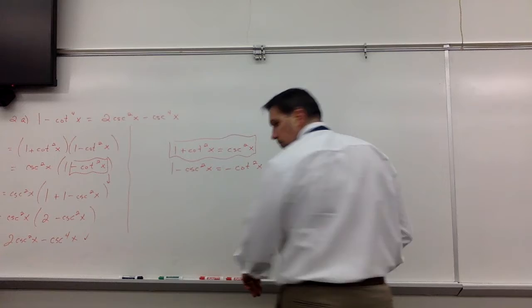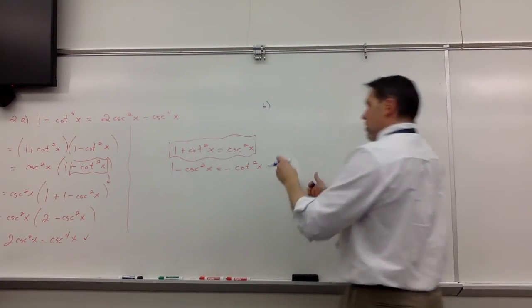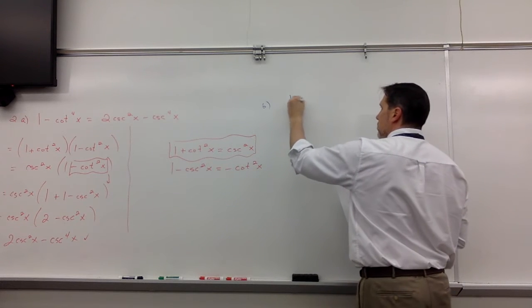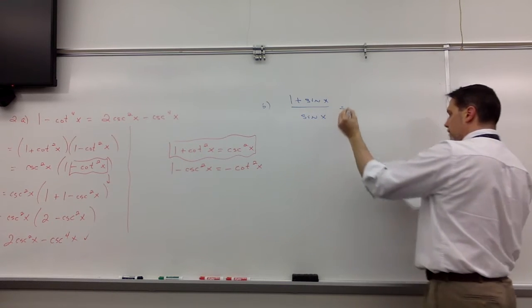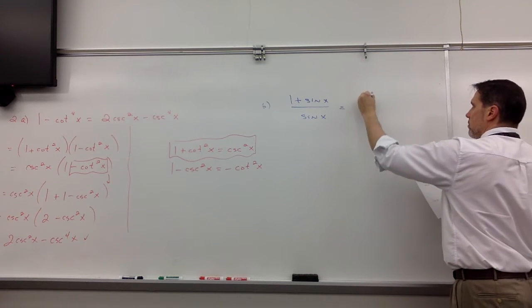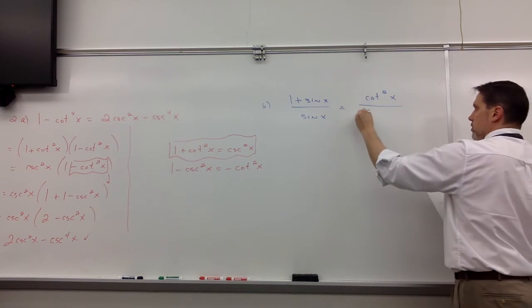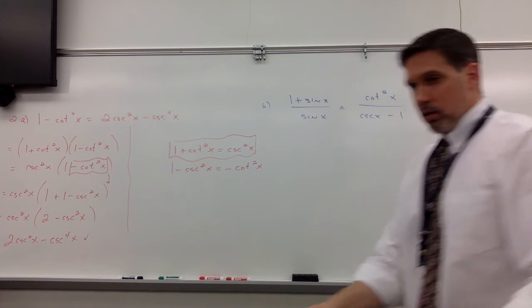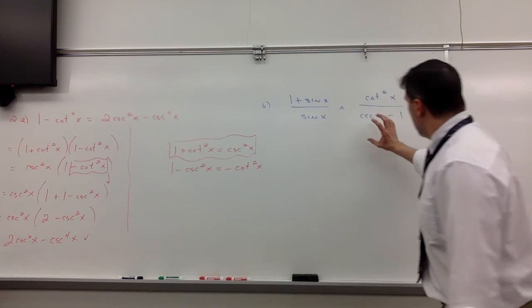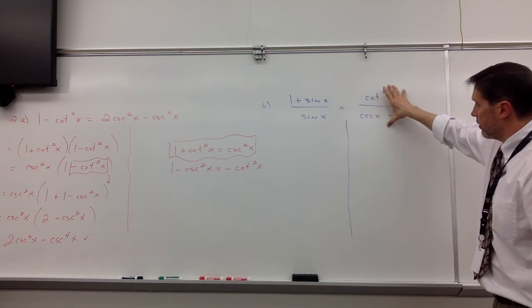Second one. We got 1 plus sine of x over the sine of x. We have to verify that that equals cotangent squared x over cosecant of x minus 1. All right, looking at this particular problem, I'm thinking the right side would be the side I'd probably want to work with. There's more to do over here.